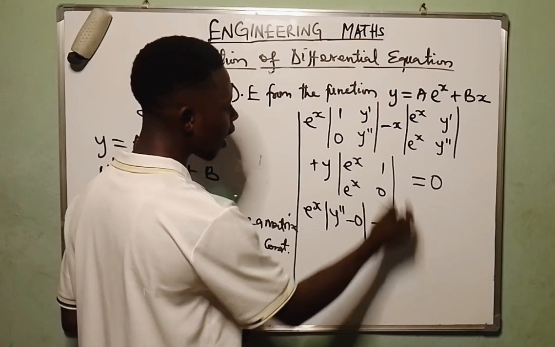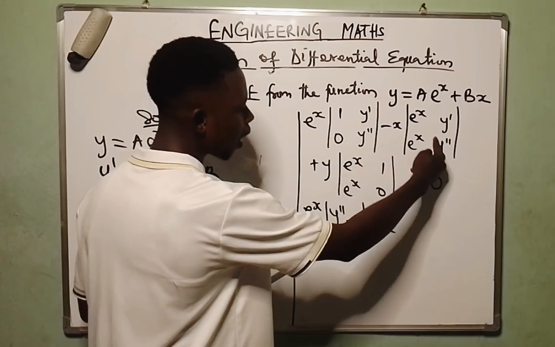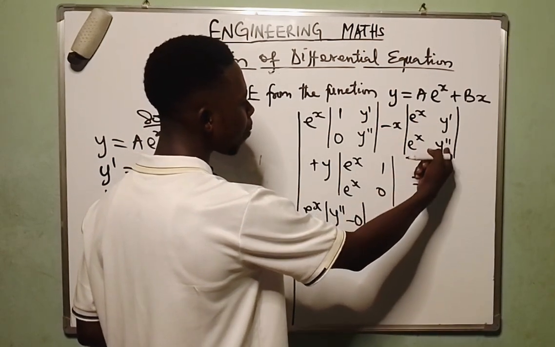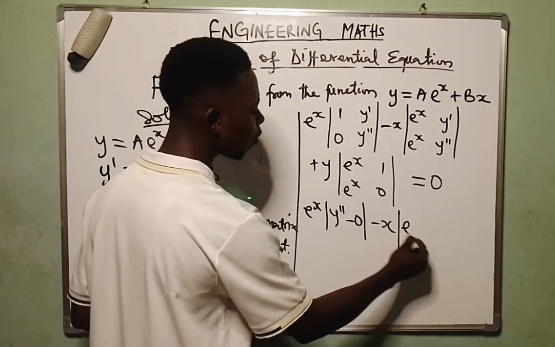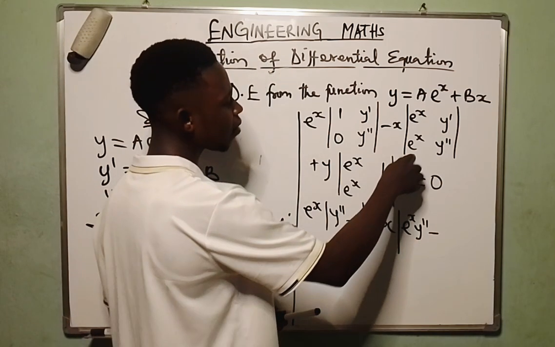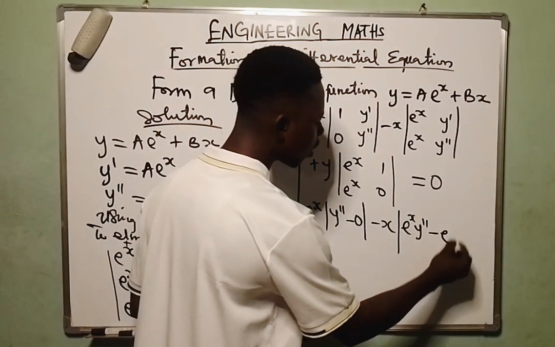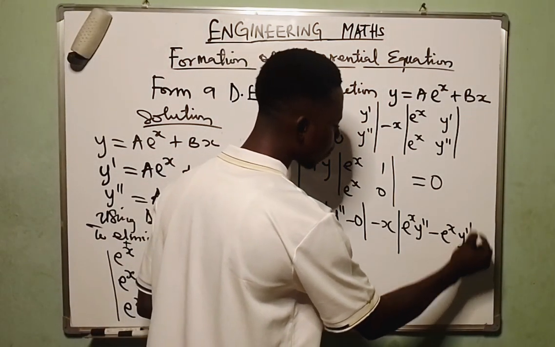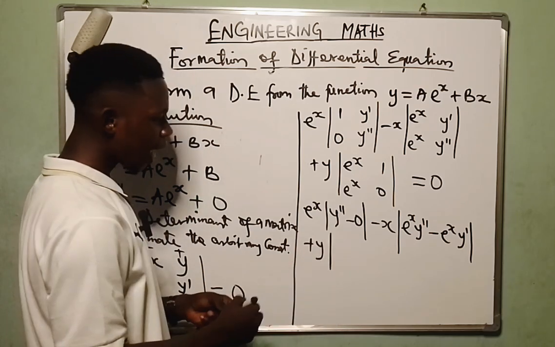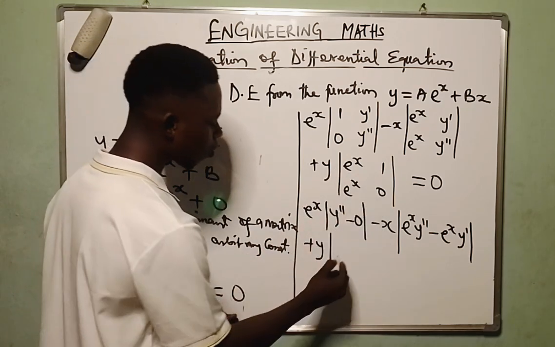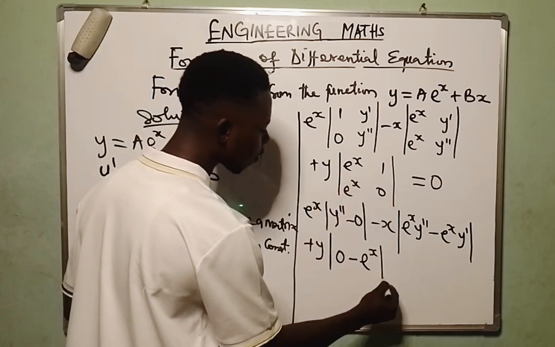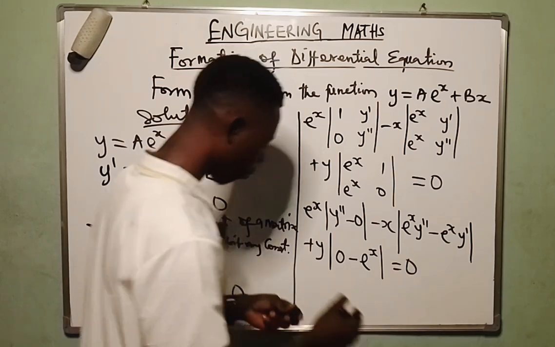Now minus x. The major diagonal will subtract the minor diagonal. So exponential x times y prime prime. We are going to be having exponential x y prime prime minus exponential x multiplied by y prime. You have exponential x y prime. You are done with that one. Now you come to plus y. You have exponential x times 0 will give us 0, minus exponential x times 1 we have exponential x, still equal to 0.